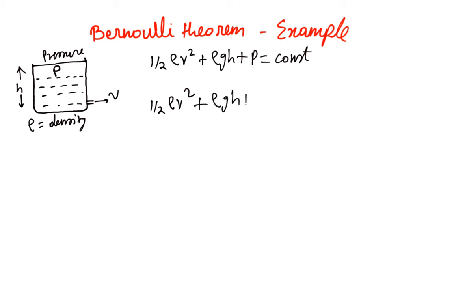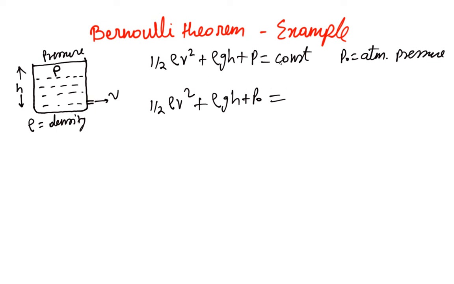And what is the pressure? Let's call the pressure P naught, because here the pressure is due to the atmosphere. Let's say the whole thing is put in the atmosphere. So P naught, where P naught is atmospheric pressure. How about the top? This is going to be the same because this is a constant.